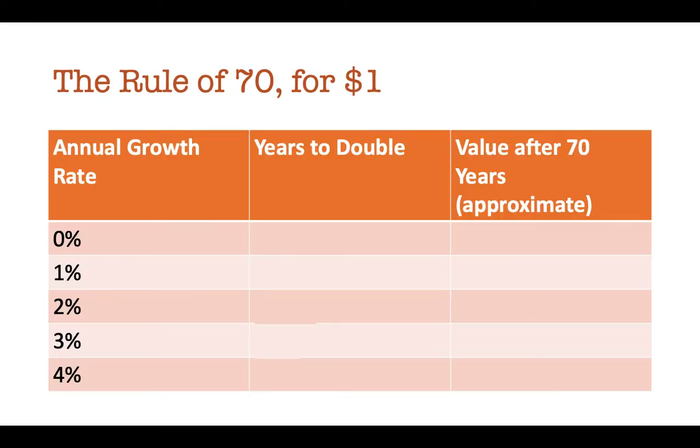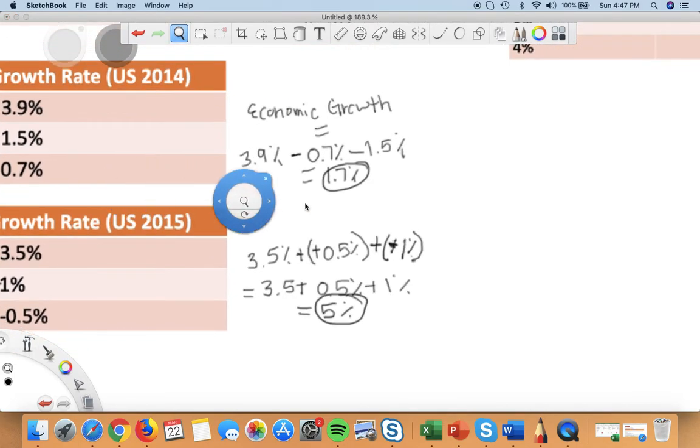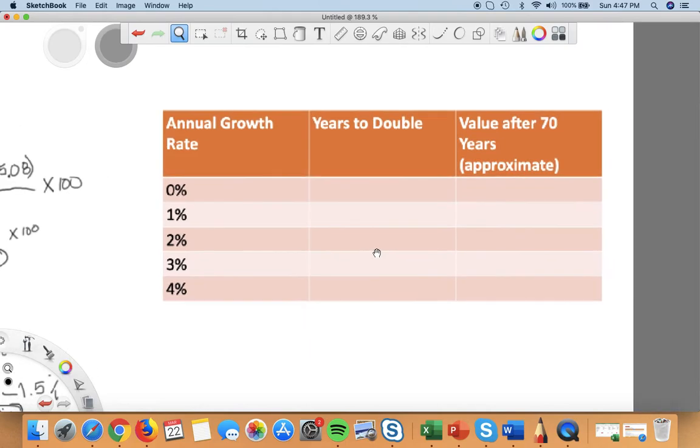So we're going to do some practice with this rule of 70. We typically talk about it in the context of how an economy is growing and how long it takes an economy to double in size. But this would also be true if you were to put some money in a savings account with different interest rates. So here in this table, I've got different growth rates, 0%, 1%, 2%, 3%, and 4%. We're going to see how long it takes that dollar to double and what the value is after a set 70 years. So back over to my table here, I'm going to move this way.